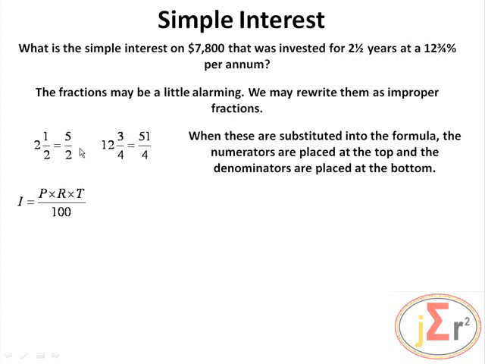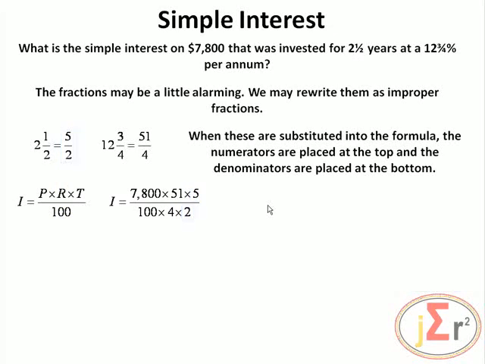12.75 turns out to be 5 over 4, so 5 is going to go in the numerator and 4 in the denominator. And the time is 2.5, which is 5 over 2, so 5 in the numerator and 2 in the denominator. So that is what we have. And of course, we simplify those. It's clear that we have 5 over 2 here, 5 in the numerator, 2 in the denominator.